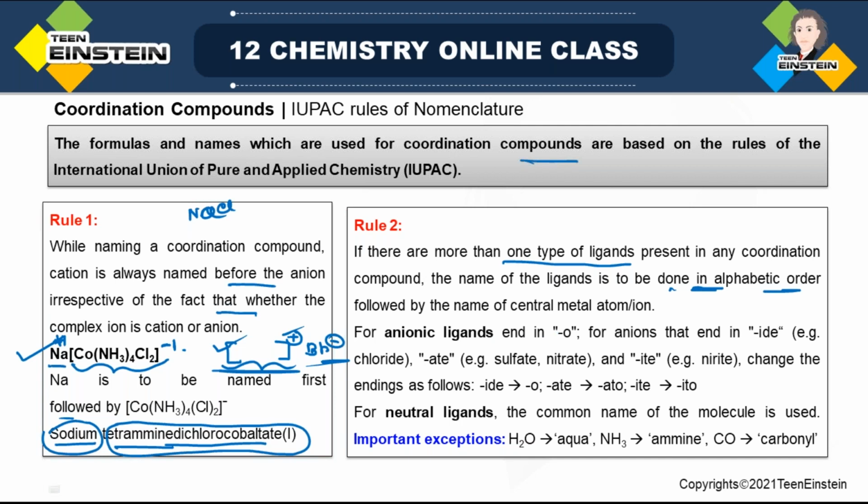So take this previous example. Here we have ammonia, which starts with the alphabet A, and chloride, which starts with the alphabet C, and A comes before C alphabetically. So that is why we have used tetraammine first, then dichloro. So alphabetical order you have to follow, followed by the name of the central metal. So first you write the names of the ligands as we have done here.